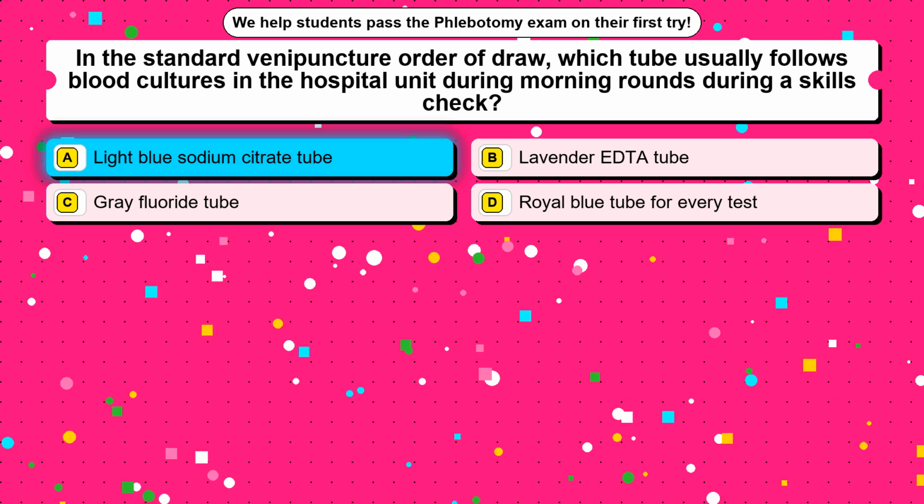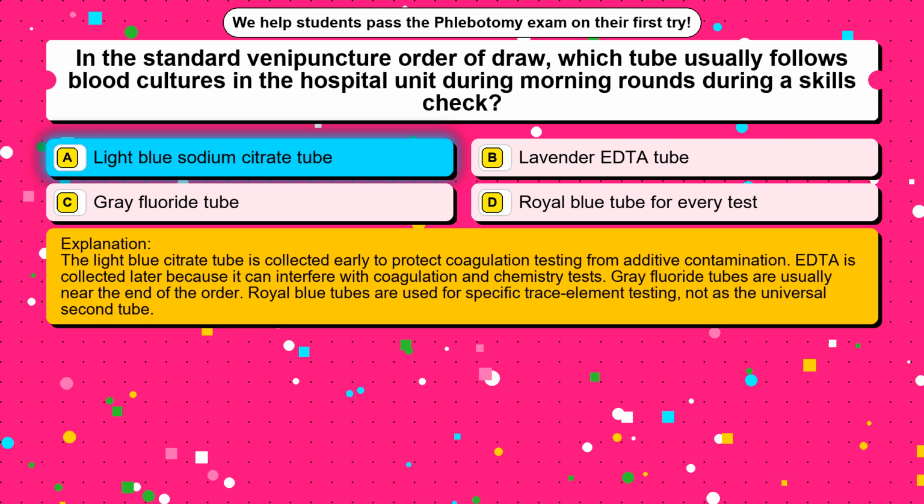The correct answer is option A. Light blue sodium citrate tube. The light blue citrate tube is collected early to protect coagulation testing from additive contamination. EDTA is collected later because it can interfere with coagulation and chemistry tests. Gray fluoride tubes are usually near the end of the order. Royal blue tubes are used for specific trace element testing, not as the universal second tube.